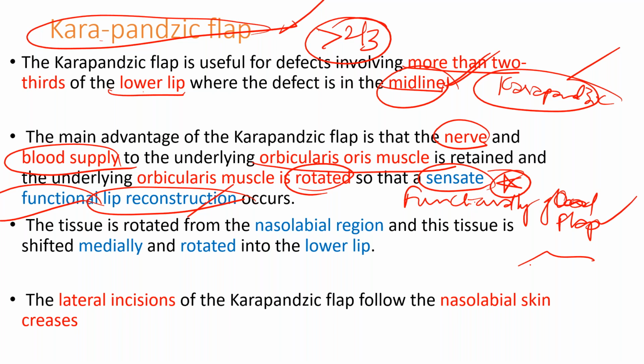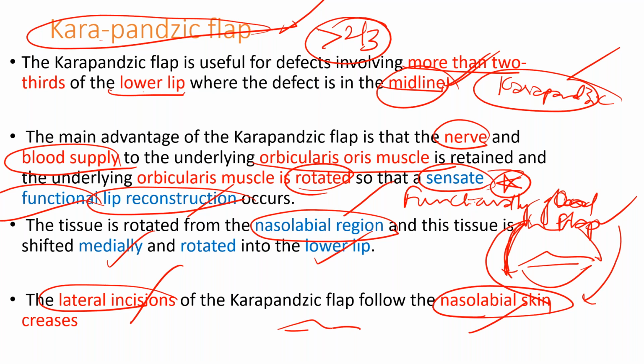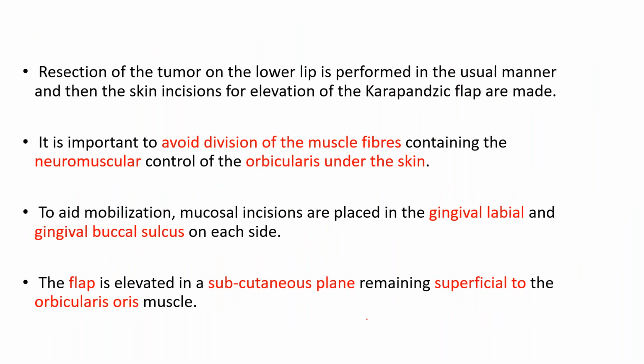Where is it rotated? If we take, these are the lips, this is the nose, this is the nasolabial fold. The nasolabial fold is very important. The nasolabial region is rotated medially towards the lip. From here, it is taken to the lower lip. That is called the Karapandzic flap. The nasolabial skin is helpful. The lateral incisions are there: for example, this is the lip and this is the nose, this is the nasolabial crease. The incision will be given at this point.